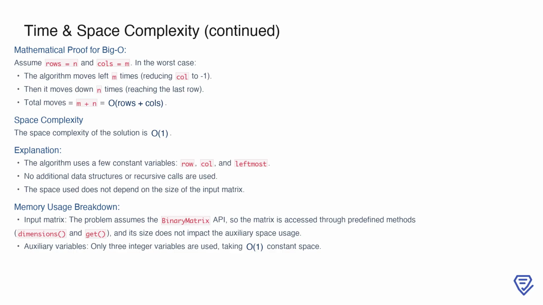Moving on to space complexity, the solution operates with a constant space complexity of O(1). This is because it only uses a few integer variables, specifically row, col, and leftmost, to track the current state. No additional data structures or recursive calls are necessary. Even though the matrix is accessed through the BinaryMatrix API, which provides methods like dimensions and get, these accesses do not contribute to the auxiliary space usage. The memory overhead remains fixed, regardless of the size of the input matrix.